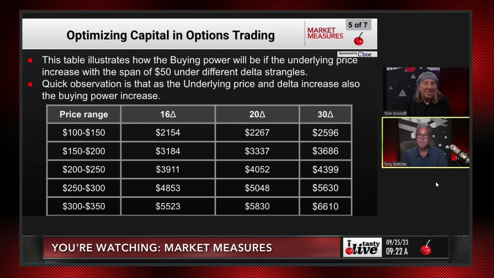Yep. So if you're doing the 16 delta, if you're in a $250 to $300 stock, you're at $5,000 to carry a one lot. And if you're doing a $100, $150 stock, it's less than half that, $2,200. So you might want to look at stocks by price to give yourself an idea of what you want to trade. Let's go to the next slide.